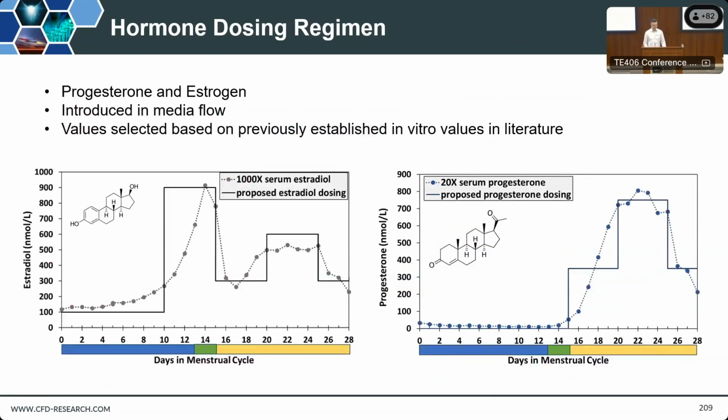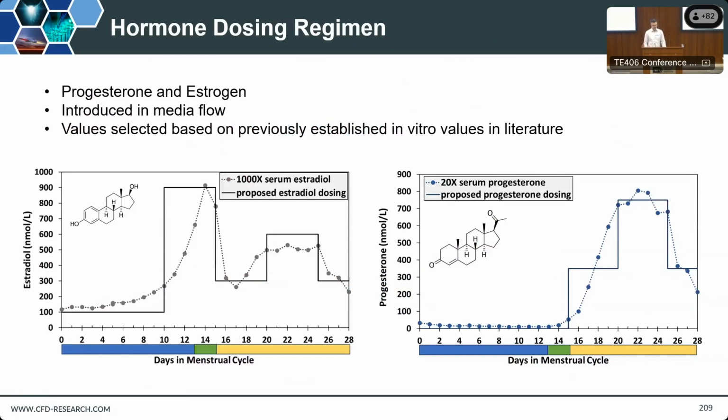Also, as a reproductive tissue, it's pretty important to incorporate physiologically relevant hormone cycles. And in doing so, we instituted a hormone dosing regimen of estradiol and progesterone. We based this off of a literature review for what the serum concentrations are, and down calculated or adapted these concentrations for use in a microfluidic model.